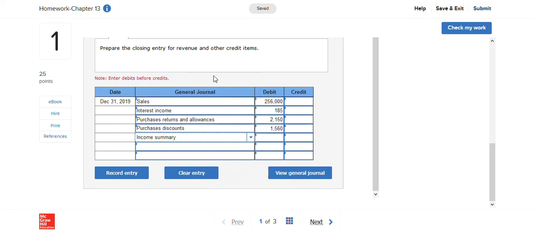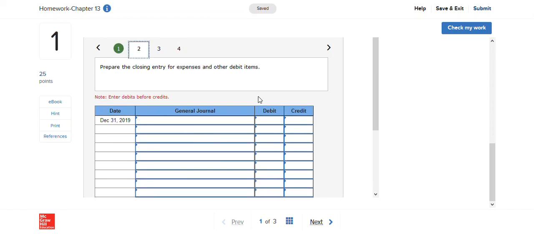So we've got to add those up. So let me do that. It's like $259,895. So that's entry number 1.